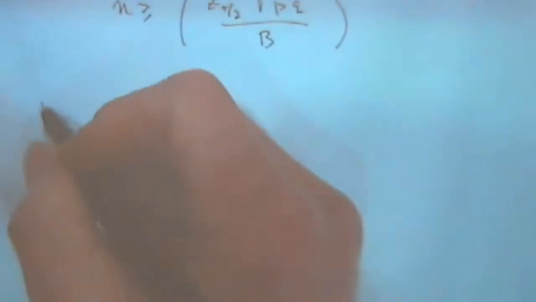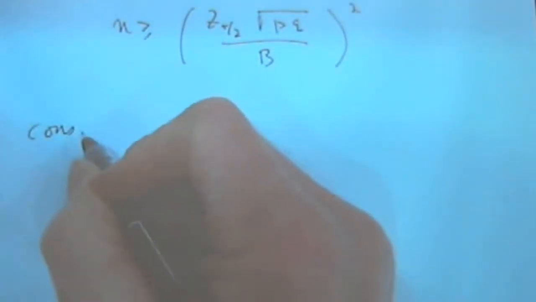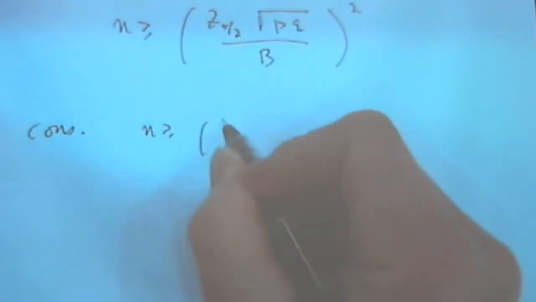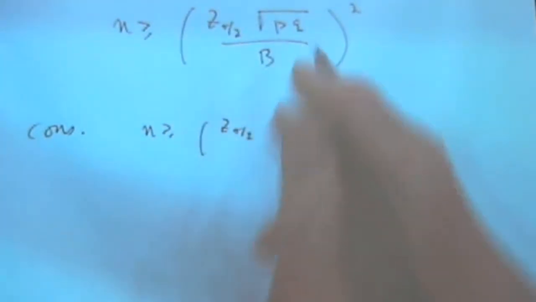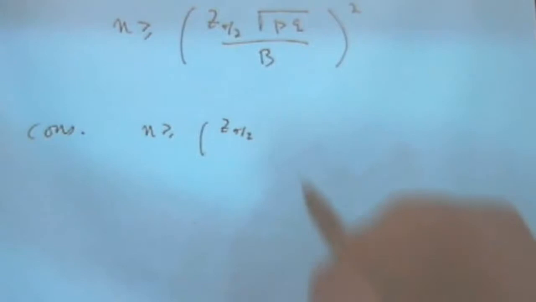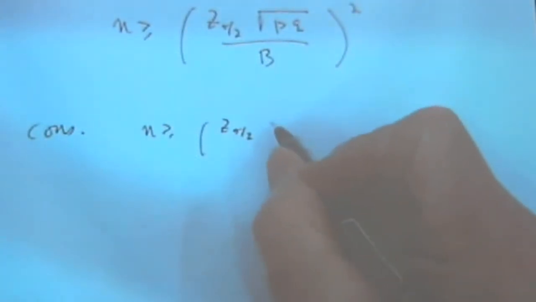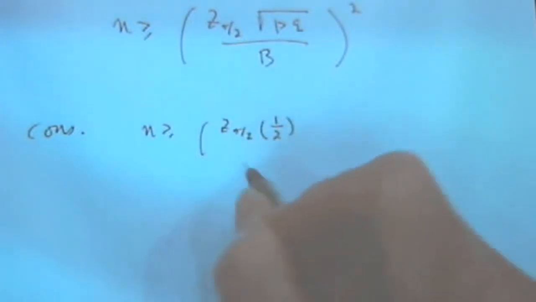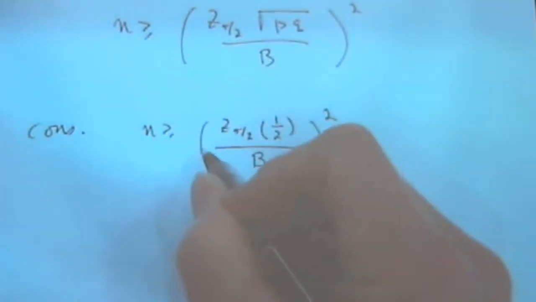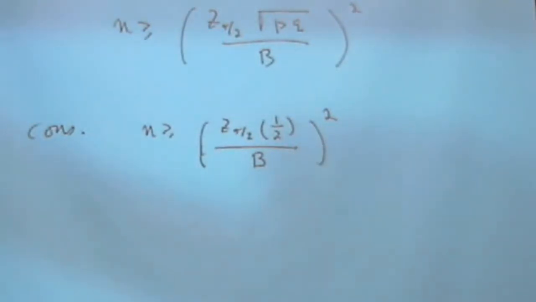Or you could go conservative if you want to. All that means is you put 1/2 in there for P and Q. And then if you want, you could write the square root of 1/4. So you can just write it like this. That would be the conservative solution.